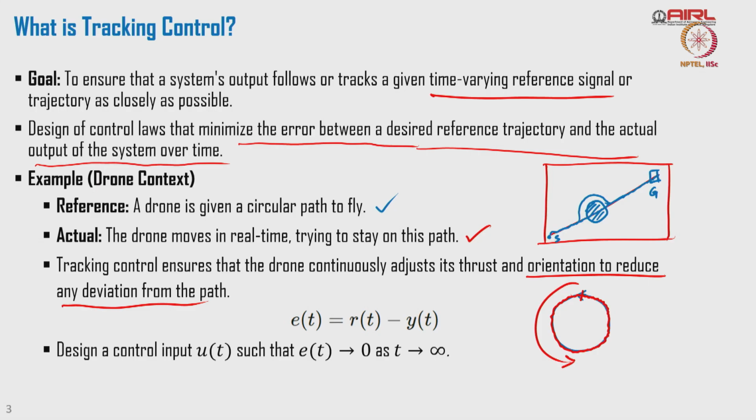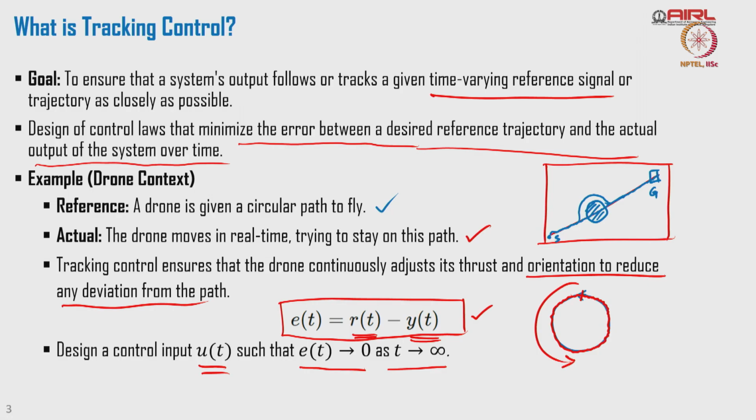That error is represented by this equation, where the error e(t) is equal to the reference minus the actual output. This expression we have gone through many times in this lecture series. So now you know what a reference signal is, what the actual signal is, and what the objective is. We want to keep the error, the difference between r(t) and y(t), as small as possible. So we want to design a control input u(t) such that this error goes to 0 as t tends to infinity.